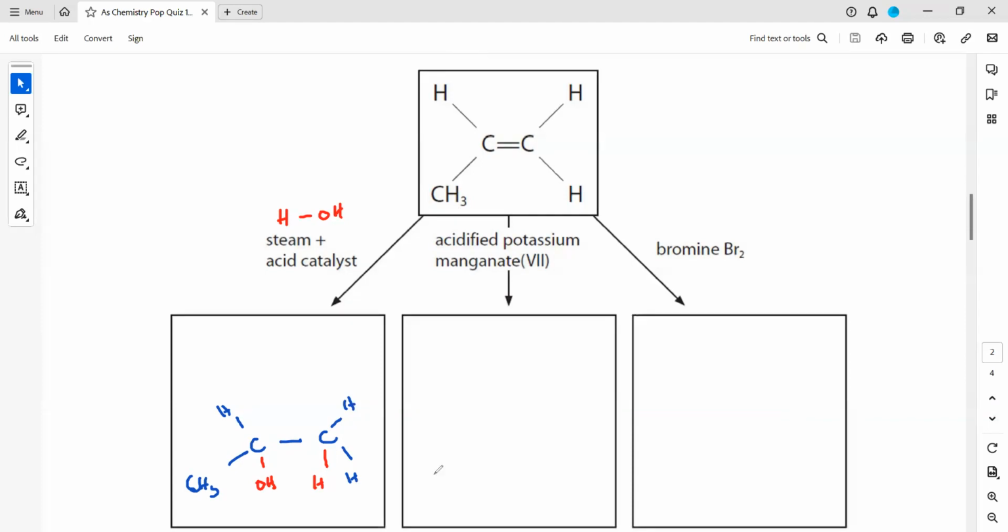That is Markovnikov's rule as well, or it's also related to the idea that when a carbocation is surrounded by more alkyl groups, it is more stable. Then the second one is acidified potassium manganate(VII). It will change from purple to colorless, and as a result, it will produce diol. Means the double bond will break and the two carbon atoms will have an OH group attached. And reacting with bromine, same way, we break the bond.